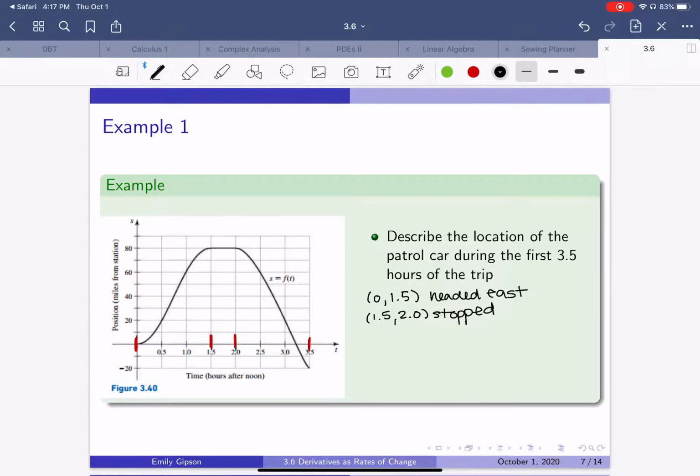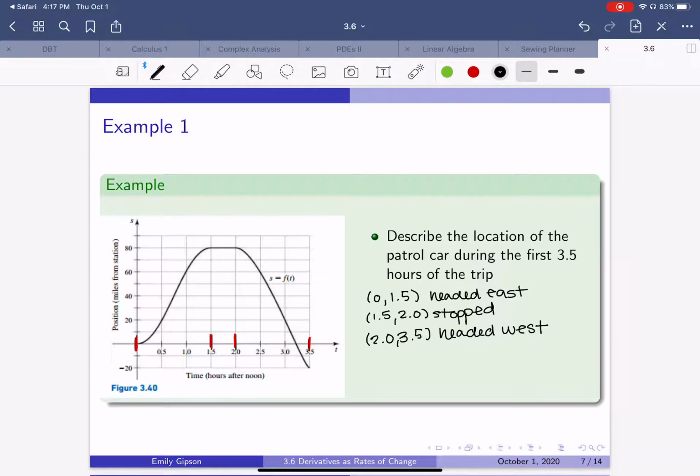And then we see that our position is decreasing. That means we're getting closer and closer to the police station until we eventually go negative. And we establish that when you're negative, you're further to the west. So from 2 hours to 3.5 hours, we're headed west.